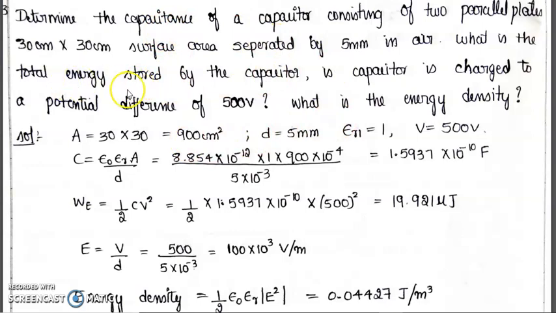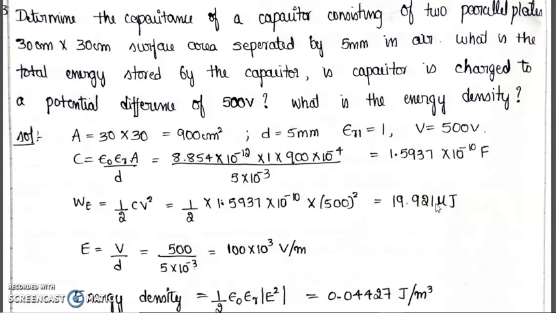So this is the first part of the question, and the second part is to find the energy stored in the capacitor. Energy stored in the capacitor is given by half into C V square. So half into 1.5937 into 10 to the power minus 10 into 500 square. So you will get 19.921 microjoules.